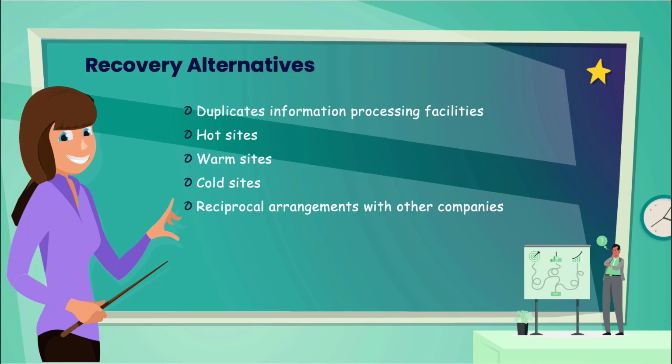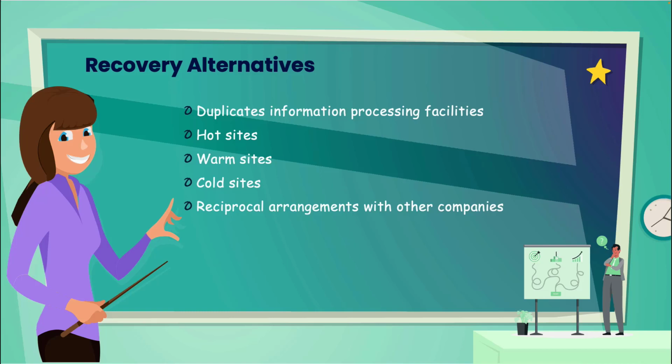In some cases, companies make reciprocal agreements or arrangements. These arrangements are between 2 or more companies with similar equipment and applications, so they provide the facilities to each other under adverse circumstances. But this is not very much used these days because of privacy issues.